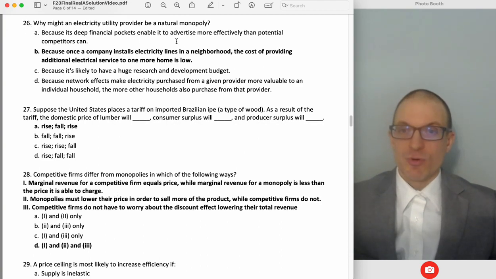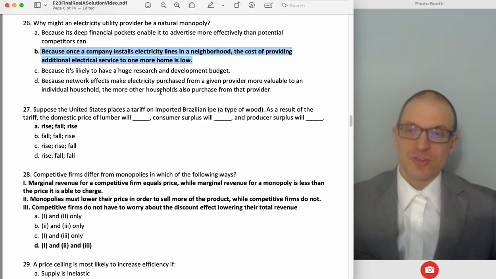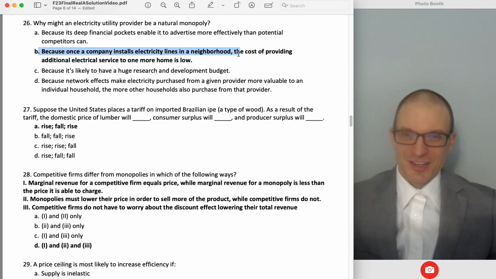Why might an electricity provider be a natural monopoly? Because once the company installs electricity lines in the neighborhood, the cost of providing additional electric service to one more home is low. We talked about natural monopolies in class. We said this is a situation where there's a really large fixed cost of operating in the first place, but a really low marginal cost of serving one more customer. So the idea is you have to establish this entire network, but once you've got the electricity lines, power lines to a neighborhood, the cost of serving one more house is almost 0.